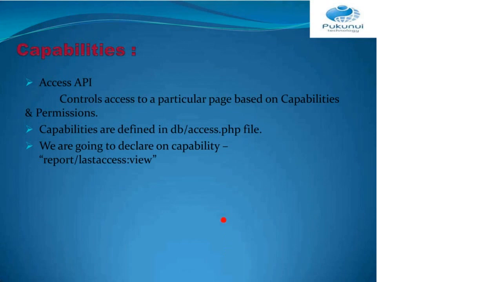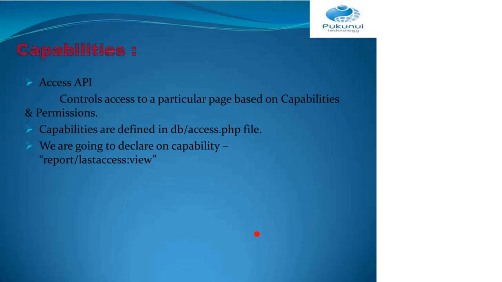Capabilities are used to control access to a particular page based on permissions. It's very easy to create capabilities as well. Hope you all remember that we created a directory called DB under your plugin directory. Under DB, again, we are going to create the access.php file. This would be the second file under your DB directory.